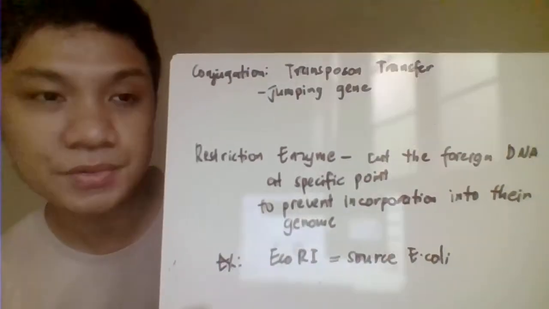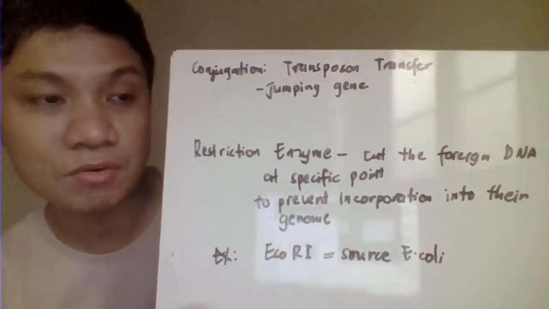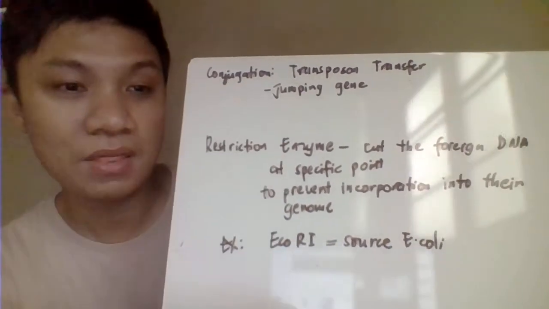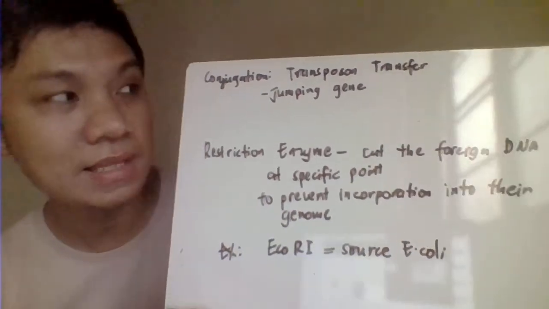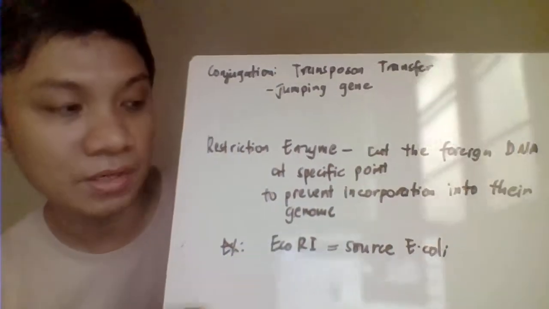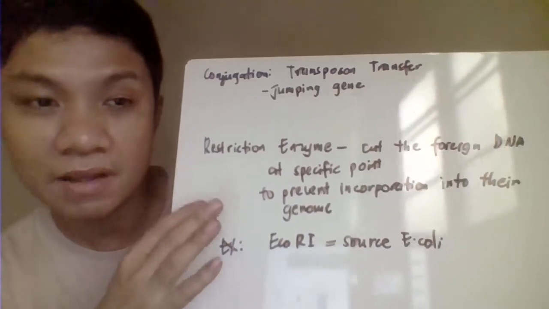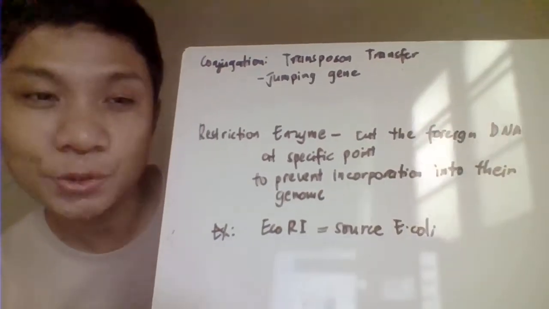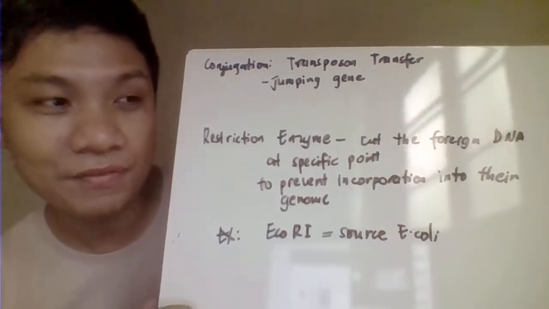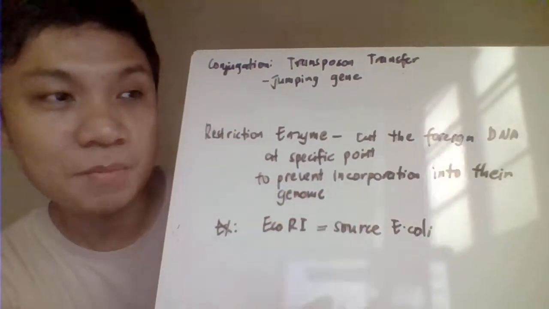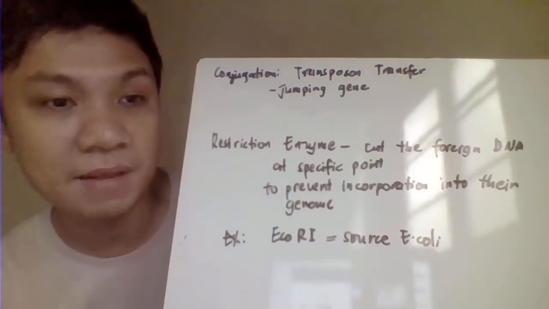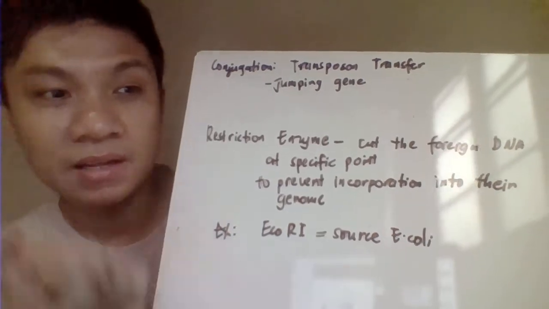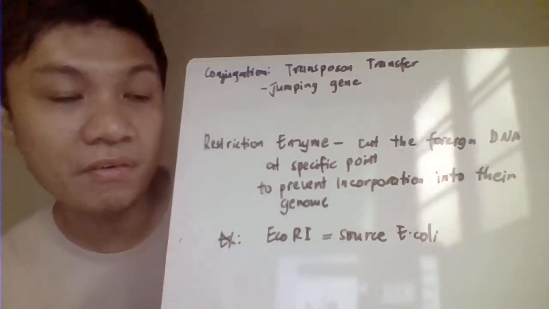Okay, then we also have the transposon, which is also a way of transferring genetic information. Remember, the transposon is a jumping gene, so it can jump from one area to another, and therefore it could facilitate the transfer of genetic information. Another thing about the bacteria: they also try to develop their own protection against intruders, or against the incorporation of chromosome or genome coming from foreign DNA. So even if there is a transfer or recombination coming from another source of chromosome, that becomes foreign DNA.